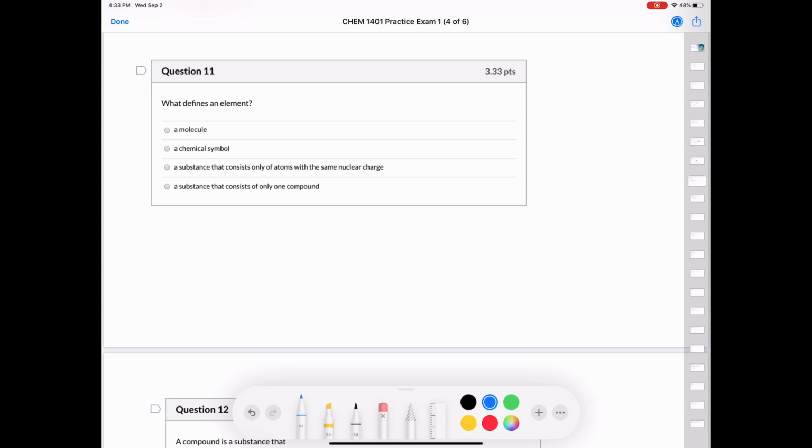The next question, what defines an element? Is it a molecule, a chemical symbol, a substance that consists only of atoms with the same nuclear charge, or a substance that consists of only one compound? Well, it's not a molecule because a molecule can be made of one or more elements, and a chemical symbol also doesn't define what an element is.